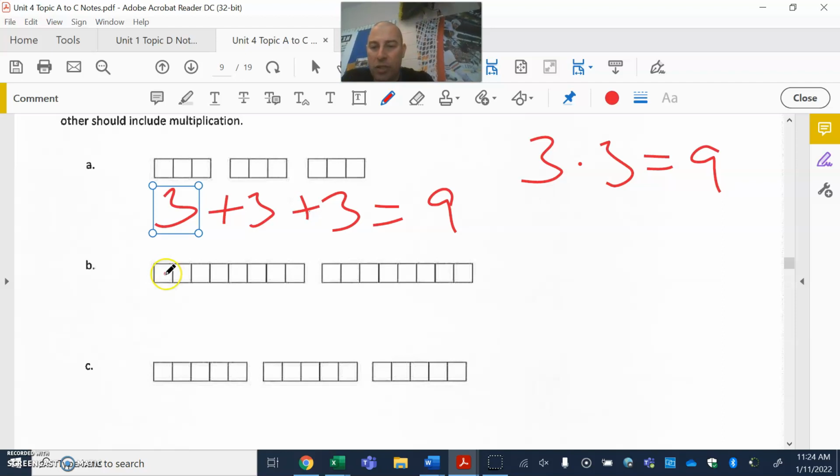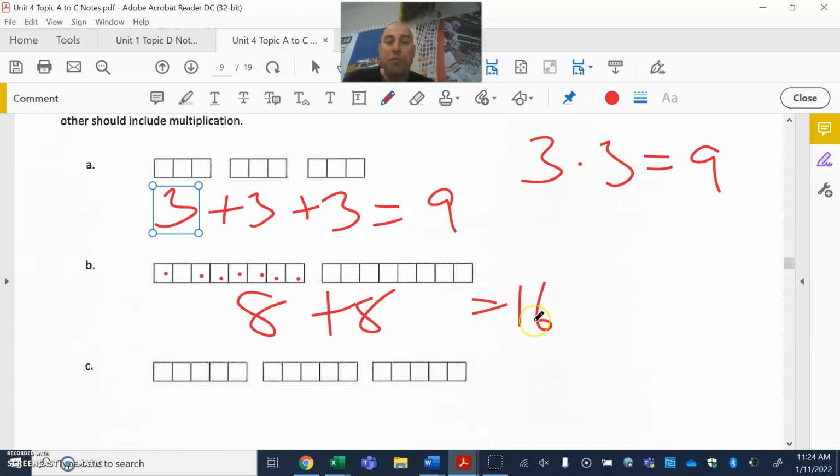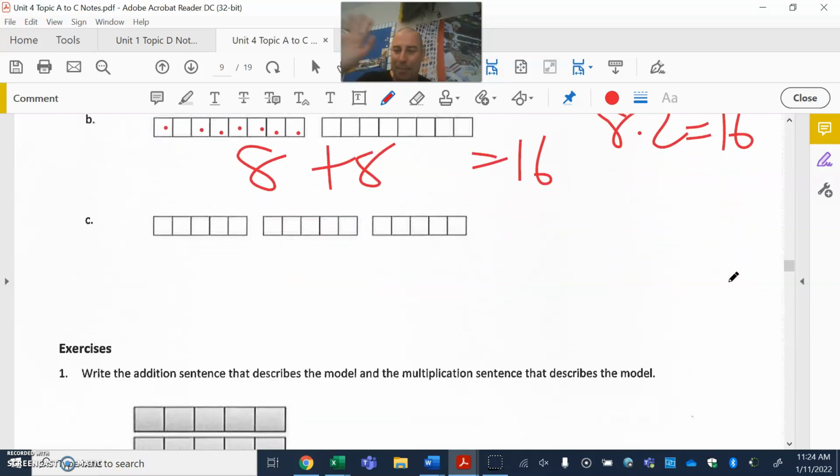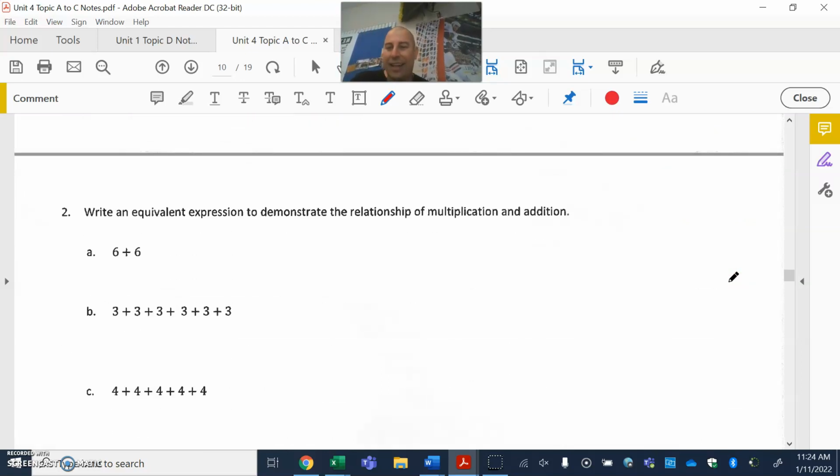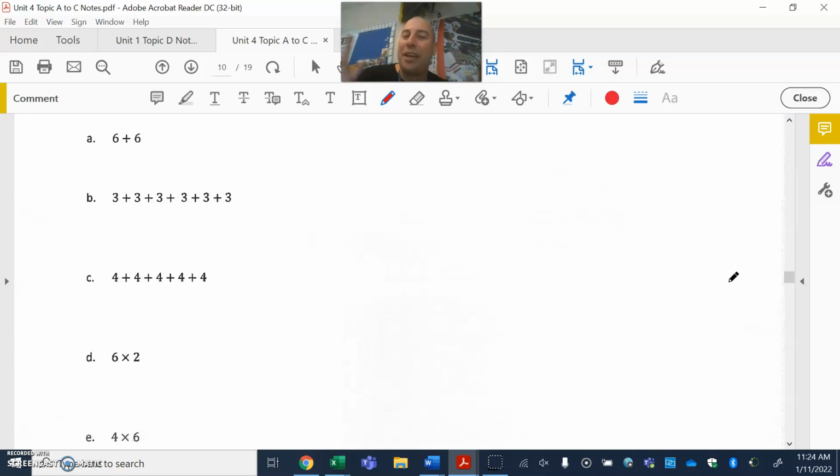So I've got 1, 2, 3, 4, 5, 6, 7, 8. So I can do 8 plus 8 to get to my 16. Or, hey, I got 2 groups of 8. So 8 times 2 also gets me to my 16. All right, so let's skip on down here. That's more of the same that we're looking at. And here we go. Let's get away from the pictures here.